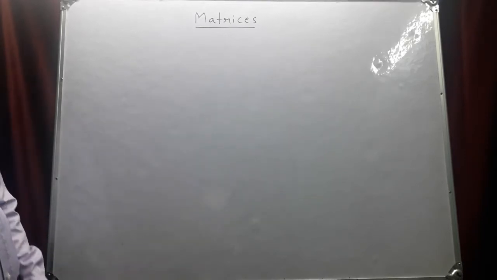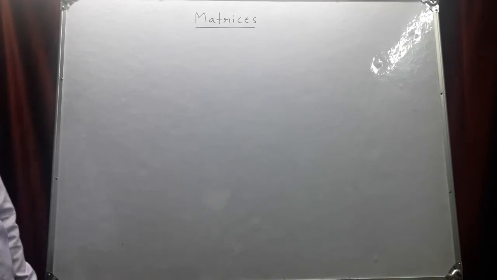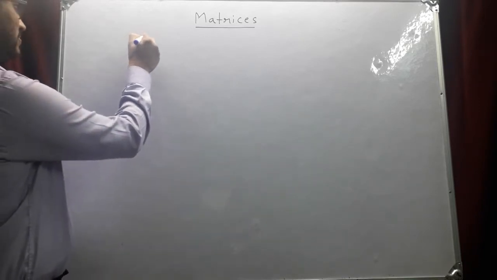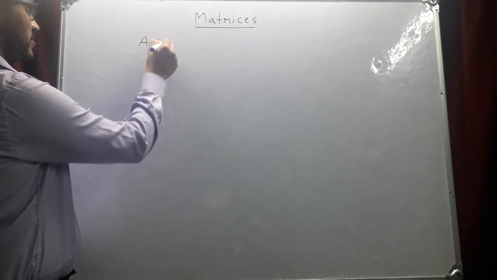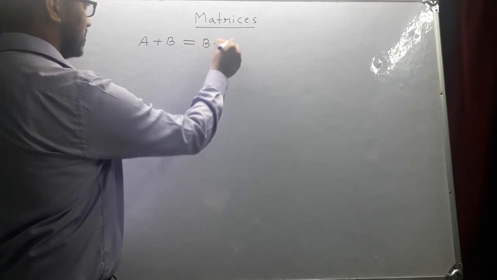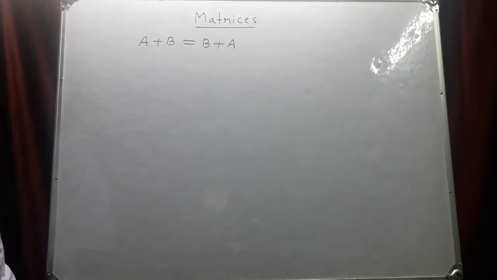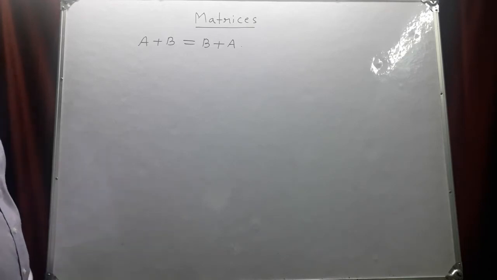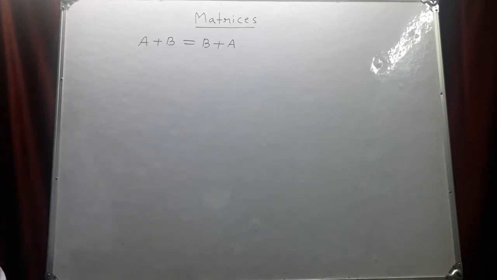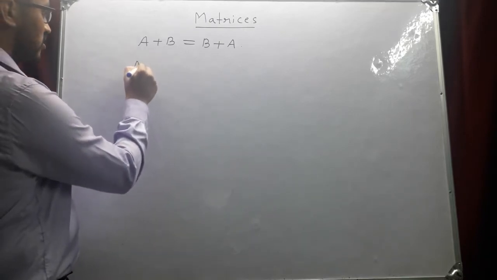So we have seen that addition of two matrices is commutative, that is we know that A plus B is the same as B plus A if A and B are of the same order. But in the case of matrix multiplication, it is usually non-commutative. So matrix multiplication is non-commutative.